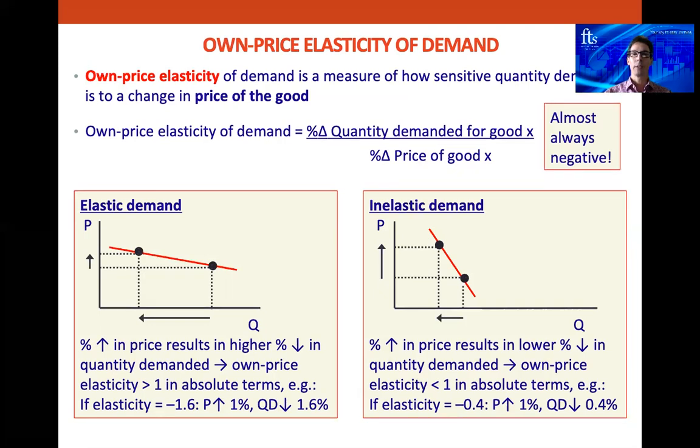And this relationship between the price of the good and the quantity demanded for the good, it's almost always negative. Why? Because as the price goes up, it becomes more expensive, the quantity demanded goes down. So we have this negative relationship between the two. But we do get an exception, which we're going to see towards the end of this class.